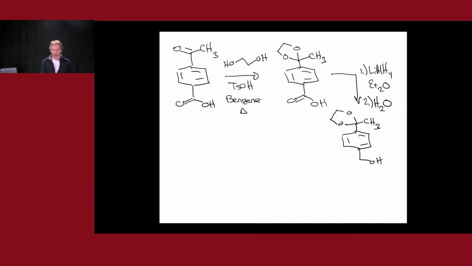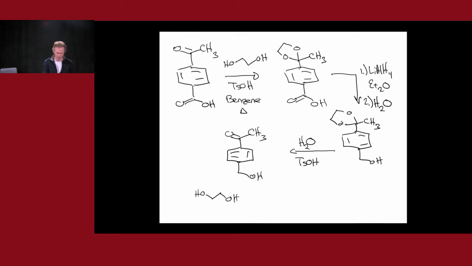Now, to free up that ketone that we want in our final product, we would then, again, run the reaction with acid in reverse. So we would add a bunch of water and tosic acid. That would free up the ketone and leave us with the primary alcohol in the position we wanted. The byproduct here would be the diol, but this would be sufficient for a full credit answer in an exam type situation.